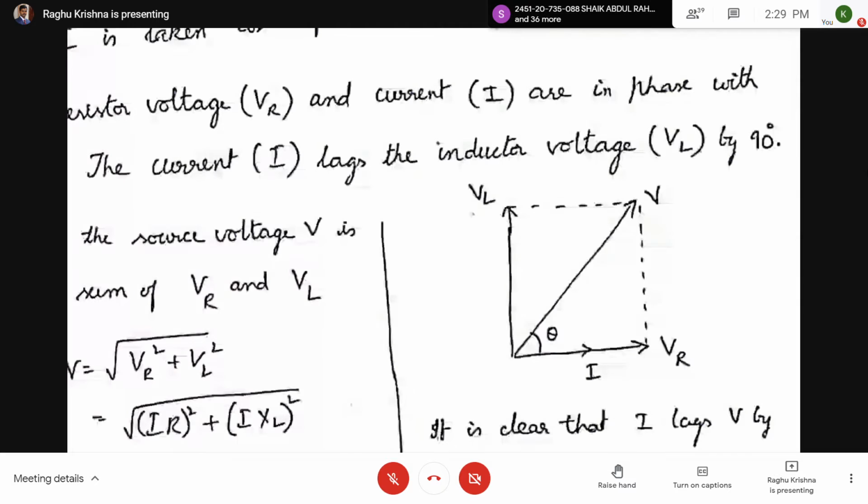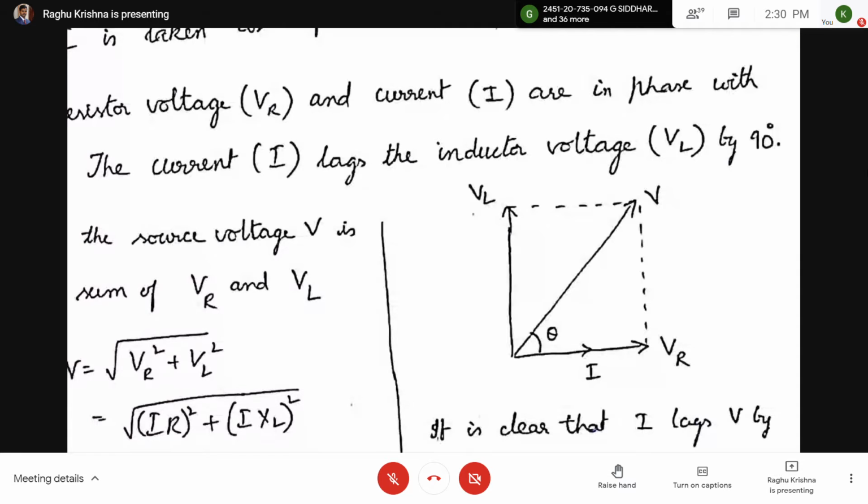Now coming to the phasor diagram of VL and I. You know that the current lags the voltage by 90 degrees in a pure inductor. So voltage leads the current by 90 degrees. Here, as I is taken as reference, VL is drawn 90 degrees ahead of I in the anti-clockwise direction.